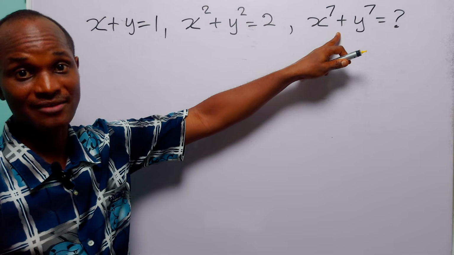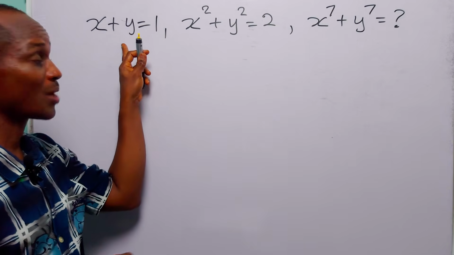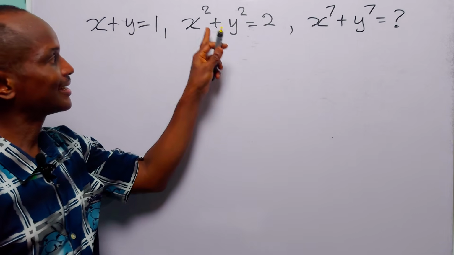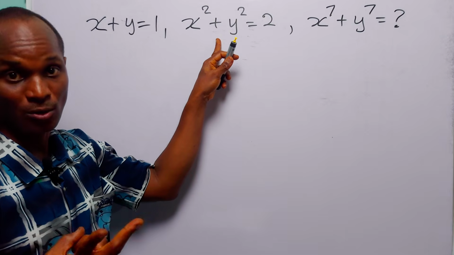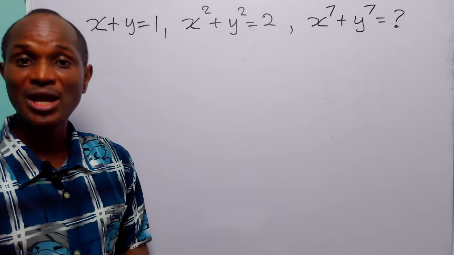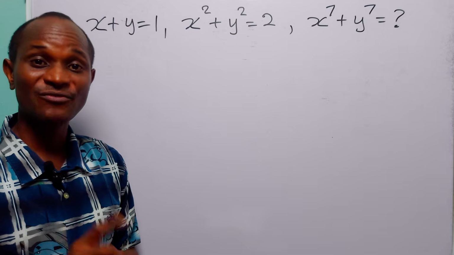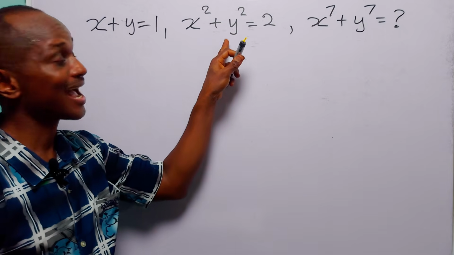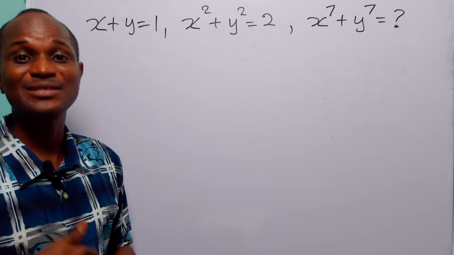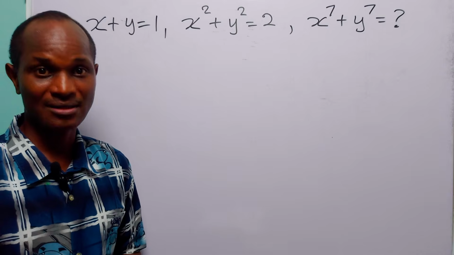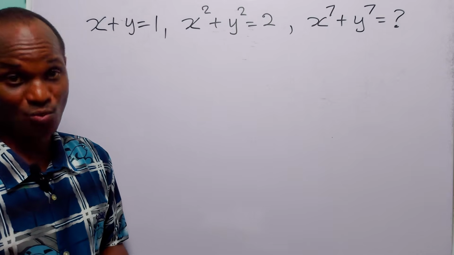In this math tutorial, our task is to find the value of x to the power 7 plus y to the power 7, given that x plus y is equal to 1 and x² plus y² is equal to 2. There are several ways of solving this problem without finding the values of x and y. One way is by using a recurrence formula, and I think this is the easiest way.